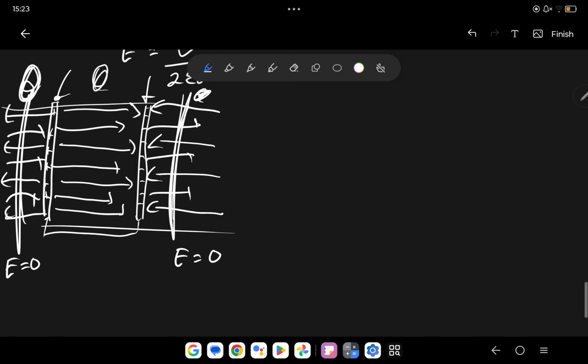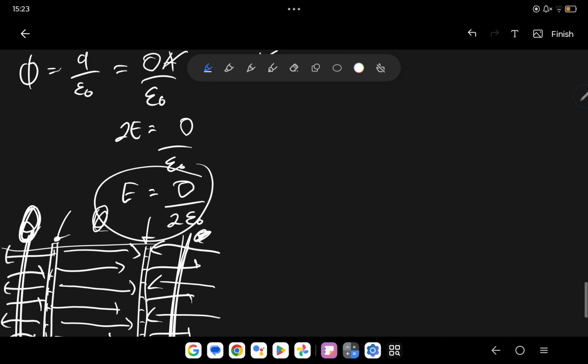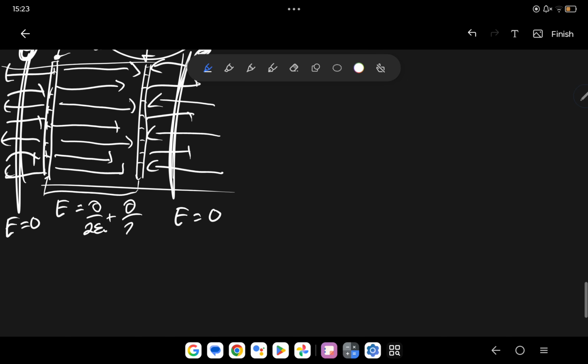So here, E is equal to what? This plus it again. So we get that the electric field between two parallel plates is equal to sigma over epsilon naught. Let me check. Am I correct? Yes. Very nice.